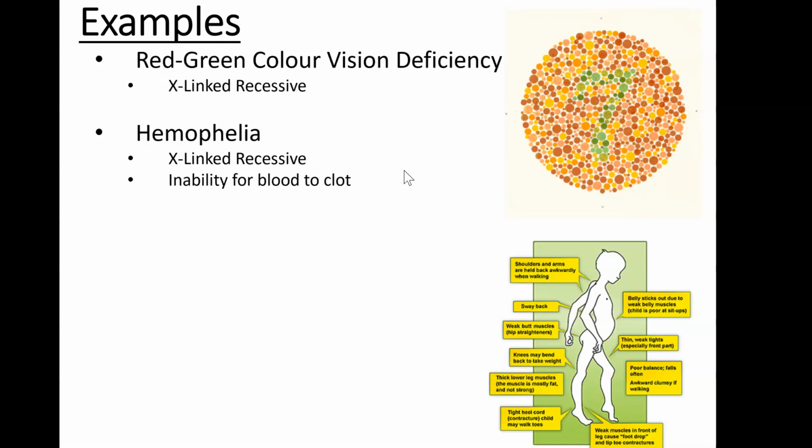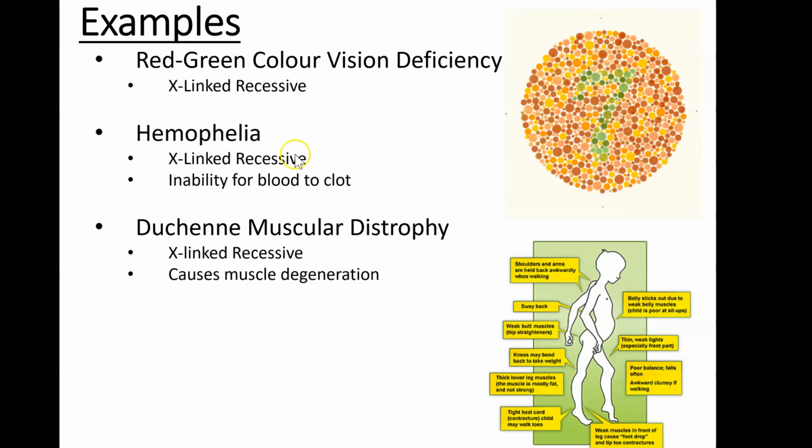Hemophilia is another example of an X-linked recessive condition. If the individual has hemophilia, they are more susceptible to bleeding out because their blood has an inability to clot normally. So if they cut themselves, it could be quite lethal. They have to be very, very careful because their blood doesn't clot and it just keeps bleeding. Duchenne muscular dystrophy is also an X-linked recessive condition.